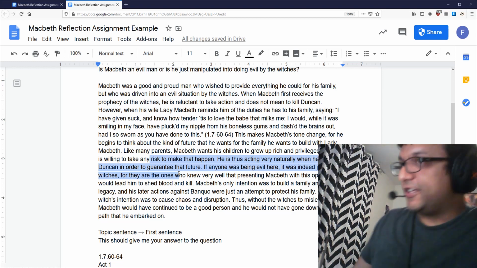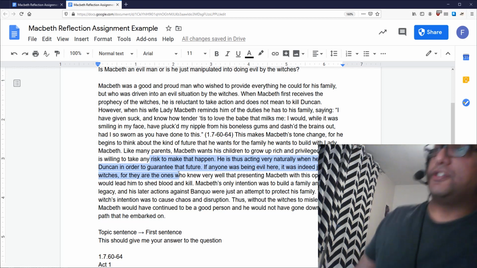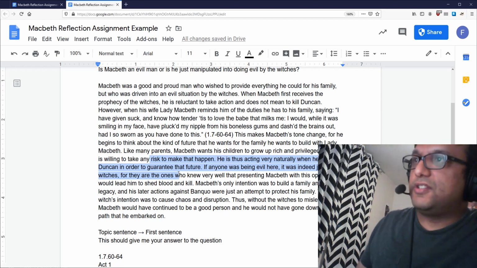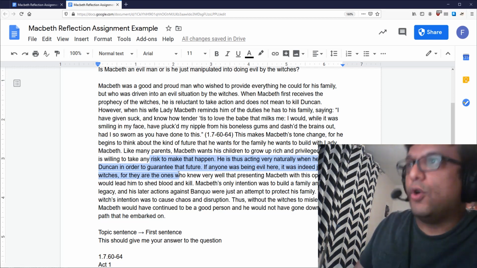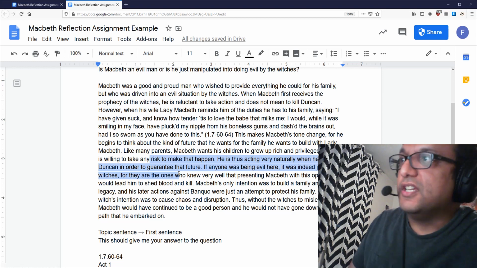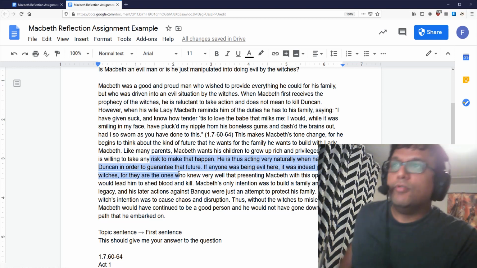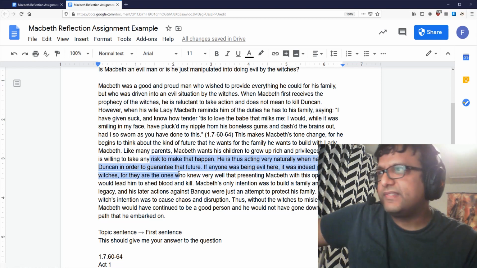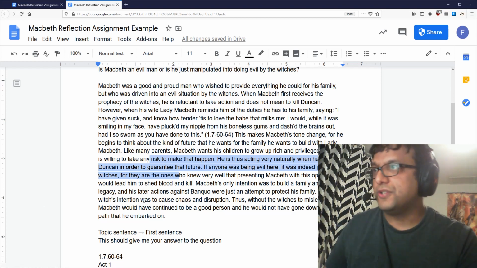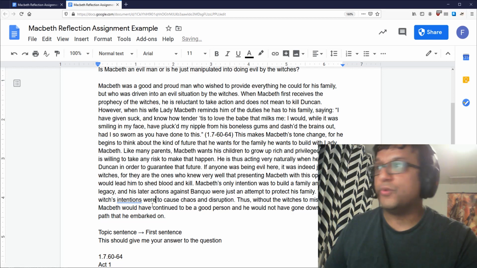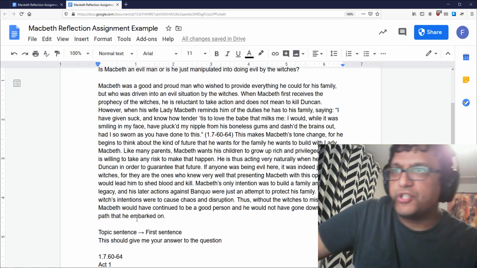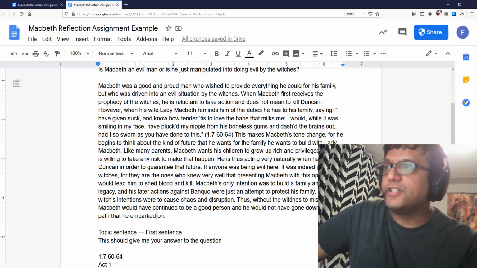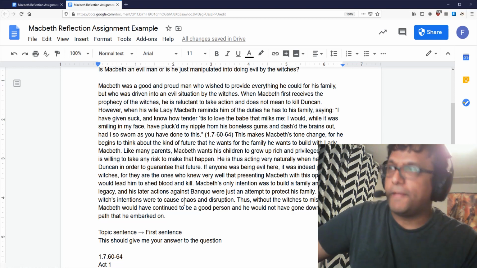If anyone was being evil here, it was indeed just the witches, for they are the ones who knew very well that presenting Macbeth with this option would lead him to shed blood and kill. Macbeth's only intention was to build a family and build a legacy, and his later actions against Banquo were just an attempt to protect his family. The witches' intentions, because there's more than one witch, were to cause chaos and disruption. Thus, without the witches to mislead him, Macbeth would have continued to be a good person, and he would not have gone down the dark path he embarked on.